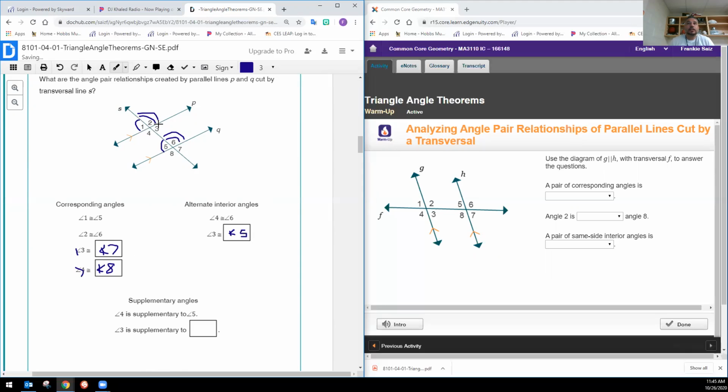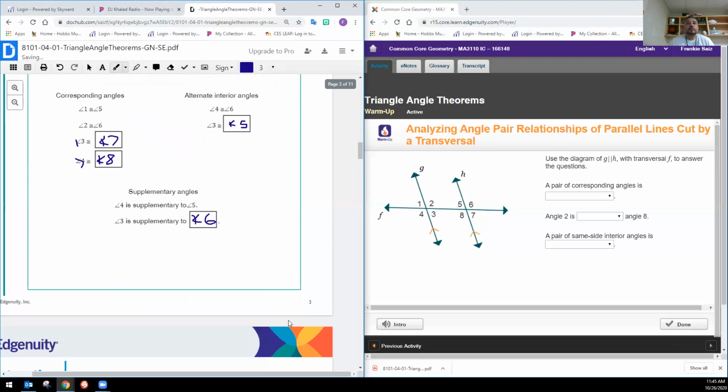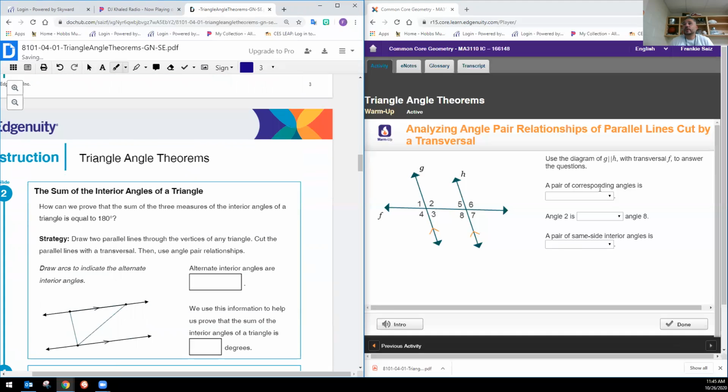Okay, supplementary angles are the 2 angles on the inside on the same side of the transversal that will add up and equal 180 degrees. 4 and 5 are on the same side, so those 2 are supplementary. 3 and 6 are also supplementary. So angle 3 and angle 6. Okay, I was gonna say, where'd it go? All right, so now we're over here.